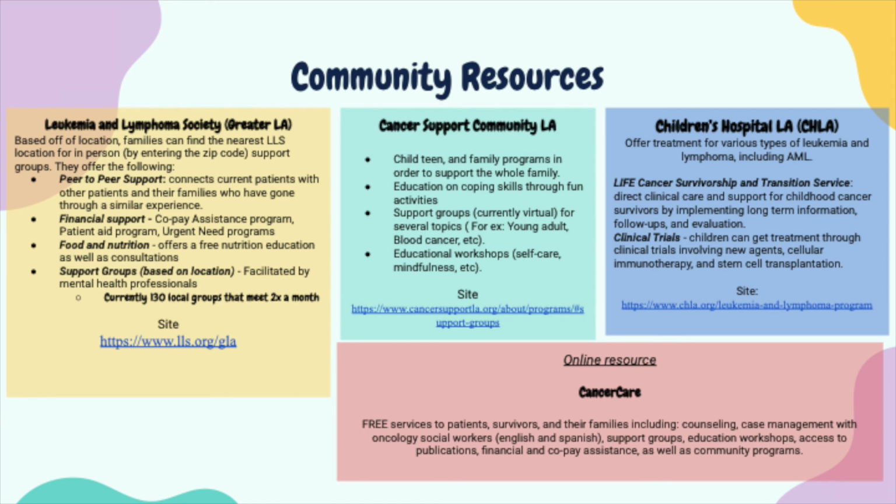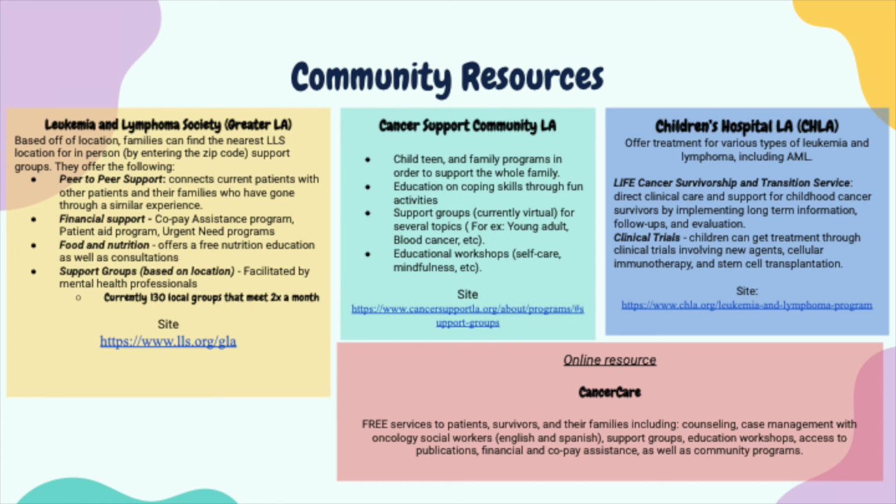Luckily, there are many community resources that families can reach out to for help and support. The Leukemia and Lymphoma Society in the Greater LA region allows families to find support groups based off of location. They can type in their zip code to find the nearest support group. Their peer-to-peer support program connects current patients with other patients and families who have gone through a similar experience. This allows them to share their information on how to manage the disease. This society also offers financial support and food and nutrition classes. You can click on this link to find out more.